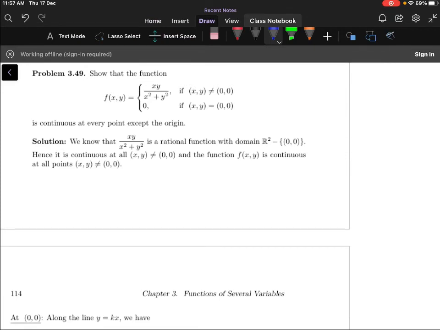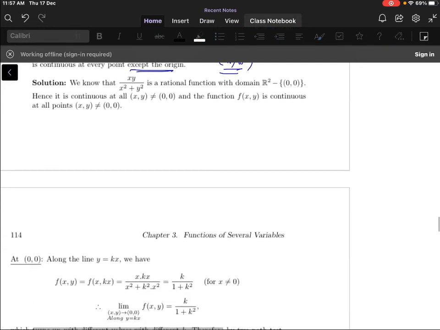Show that the function f of x comma y equals xy by x square plus y square if x comma y is not equal to 0 comma 0, and if x comma y is equal to 0 comma 0, the function is 0, is continuous at every point in the domain except at the origin. You have to show that this function is continuous everywhere in the domain except at the origin 0 comma 0. It means the function is discontinuous at this point. Now let us move to the solution.